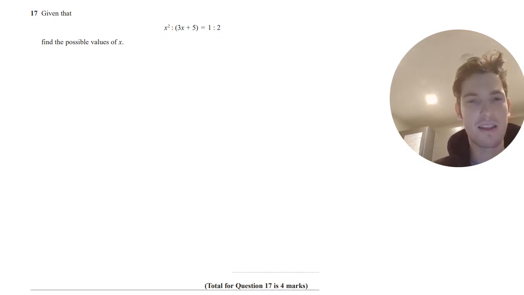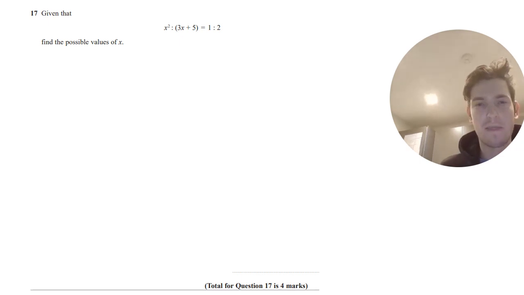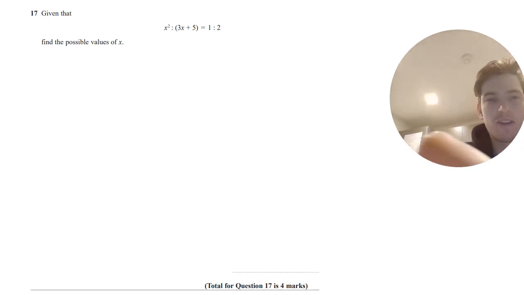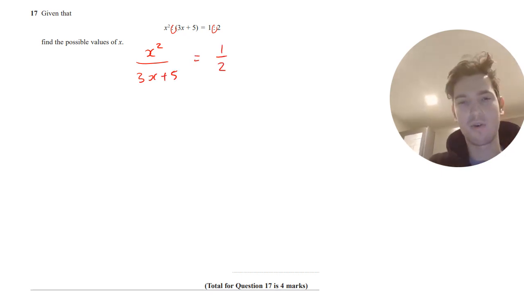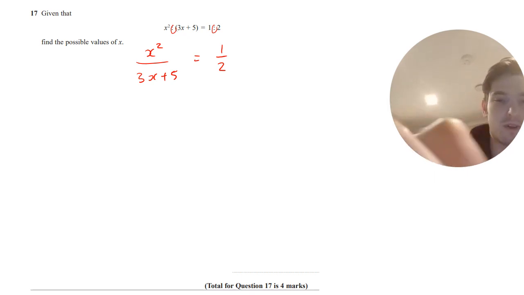We are given that x squared to 3x plus 5 equals 1 to 2. Find the possible values of x. So you need to remember the approach that we take with this one here is that if I've got 2 ratios and an equal sign, I'm going to write x squared over 3x plus 5 equals 1 over 2. That's the approach you're always going to take. Then you're going to, of course, cross multiply.